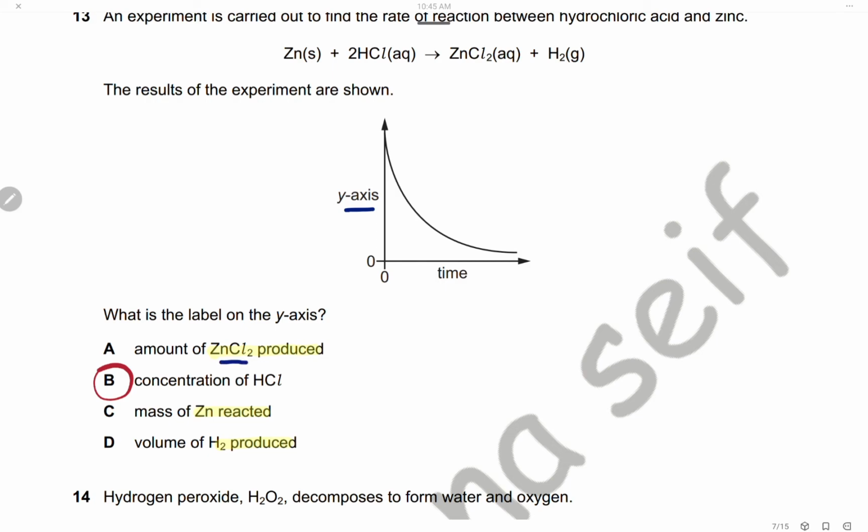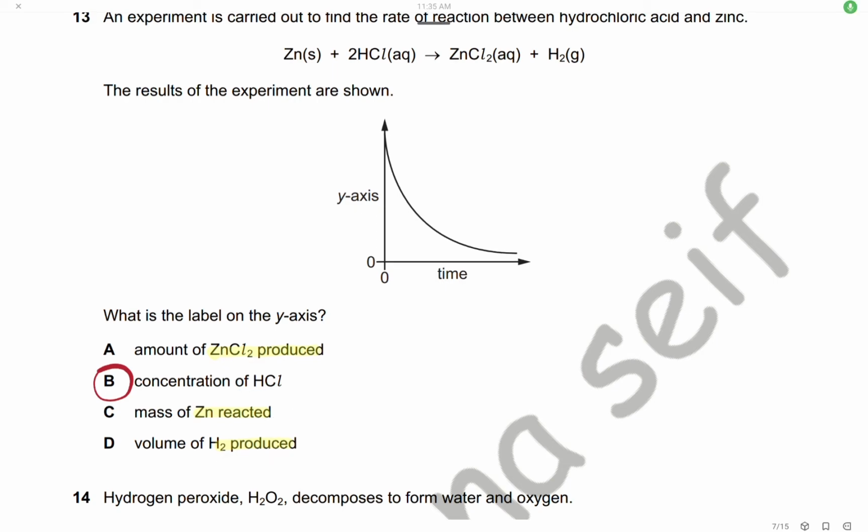The amount of zinc chloride produced, of course, the amount of the product increases with time. So this is wrong. The mass of zinc reacted, of course, the mass of reacted zinc increases with time. So this is also wrong. The volume of hydrogen gas produced, hydrogen gas is the product, so of course the volume of hydrogen gas increases with time. So this is also wrong. The concentration of HCl, as HCl reacts with zinc, the concentration decreases. So the only value that will decrease with time is the concentration of HCl, and the answer will be B.